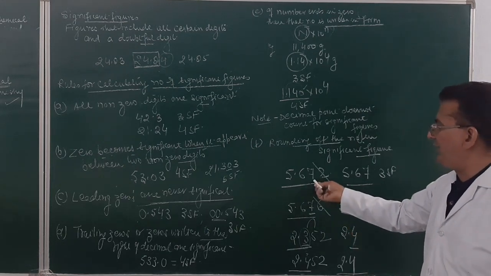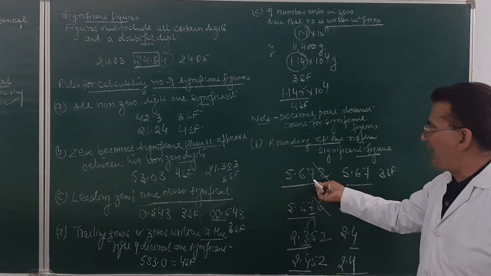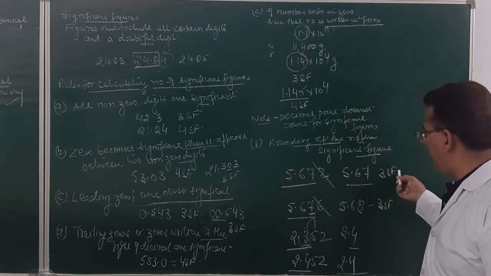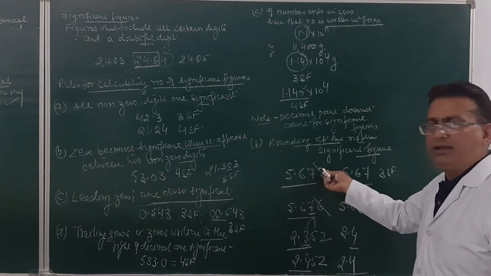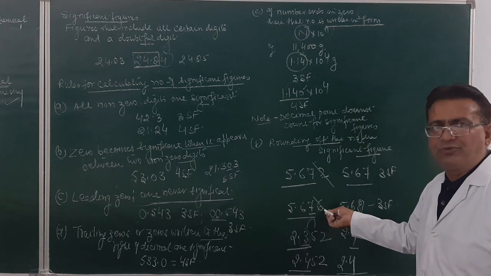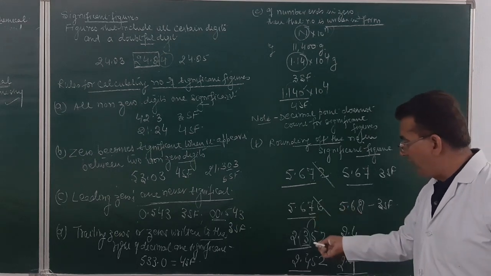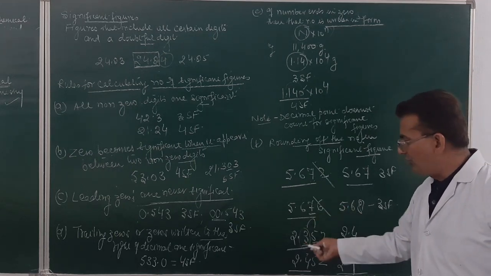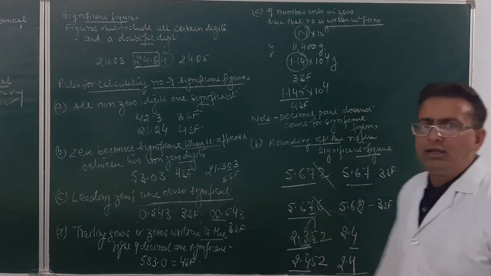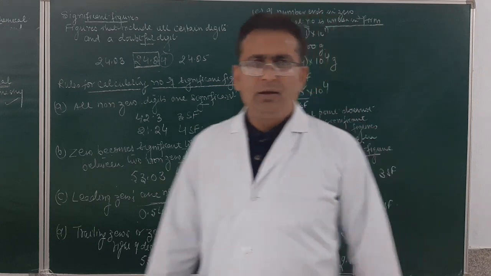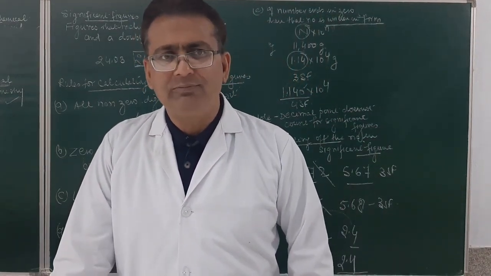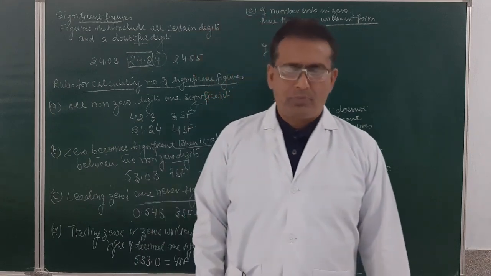If the following number is less than 5, the last number to be retained will remain the same. If the following number is greater than 5, it will increase by 1 unit. And if it is a 5, then if the last number to be retained is an odd number, it will increase by 1 unit. If it is an even number, it will remain the same. Am I clear, student?